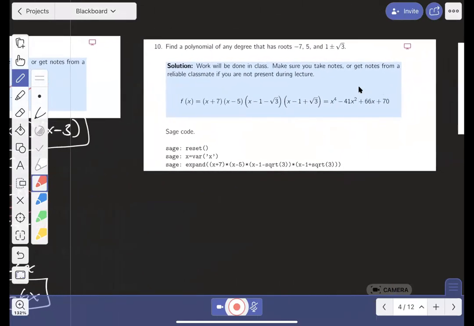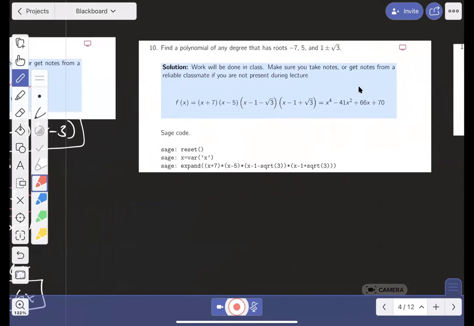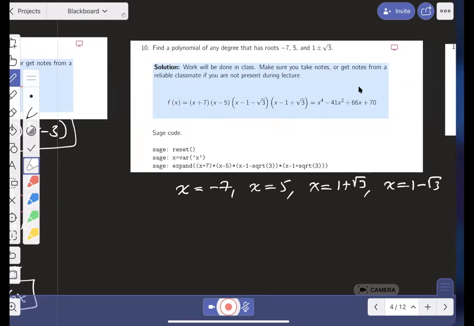Number 10 says find a polynomial of any degree that has these roots. So how many roots are there? There's 4 roots. Let me write them down for you. One of the roots is x equals minus 7. The other root is x equals 5. And the other root is x equals 1 plus root 3. And the other root is x equals 1 minus root 3. Now, by the way, any degree, you could do a degree 10 million if you want, but I want to do the simplest one possible.